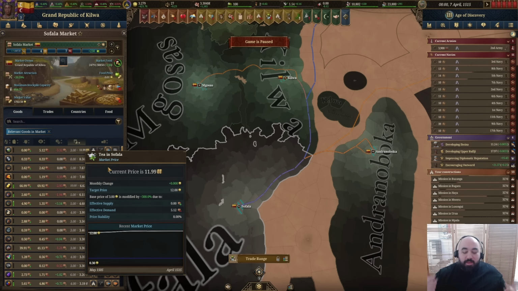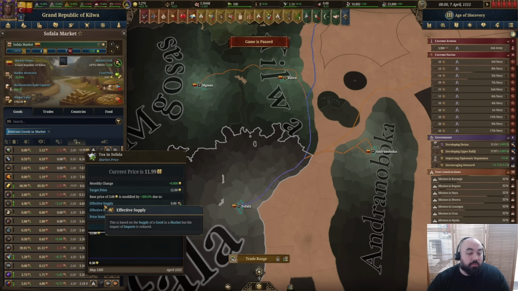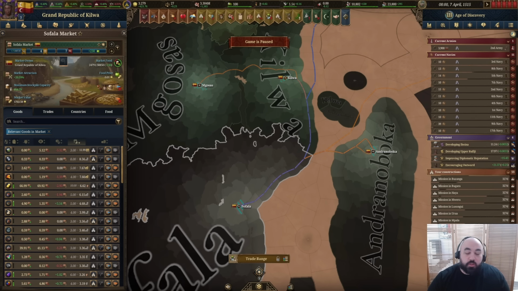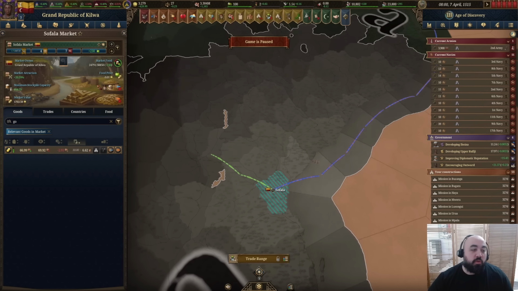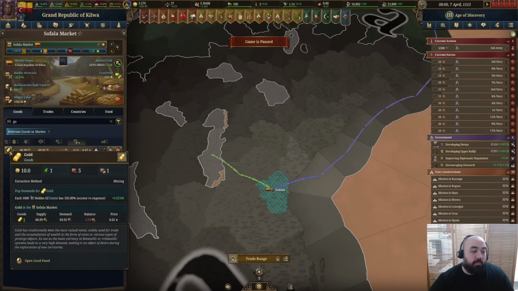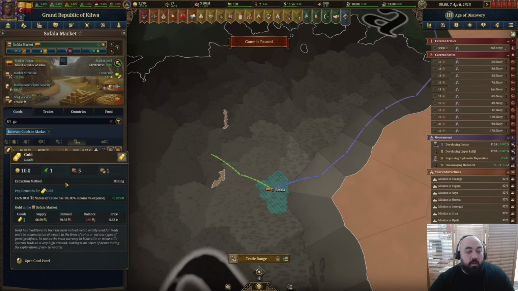We will talk about why they are important, then we will talk about the equation used to determine price, then we will talk about this effective supply and demand, what's all that about, and finally we will discuss why exporting a good can actually decrease its price and importing a good can actually raise its price, which is a very non-intuitive play pattern, but is important for collapsing the price of goods so that you can get your constructions going for cheaper.